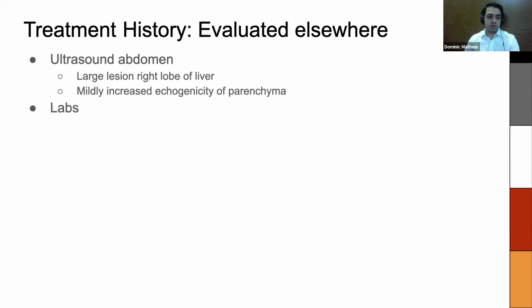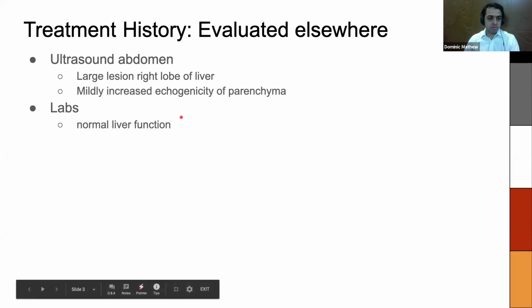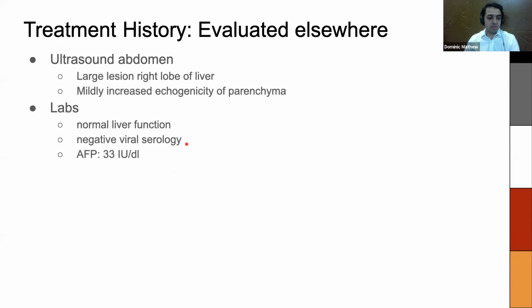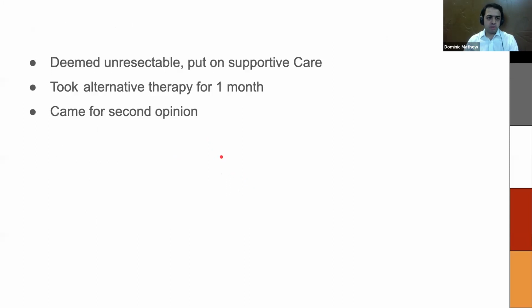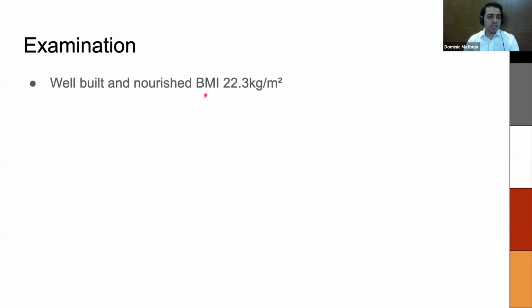echogenicity of the parenchyma. The labs showed a normal liver function test, negative viral serology, and a mildly elevated AFP of 33. CECT abdomen was done, which showed a large lesion in the right lobe of the liver with an enhancement in the early arterial phases and washout in the later phases. A biopsy was also done, which was inconclusive. The patient was deemed unresectable and he was put on supportive care. He took alternative therapy for 1 month, but because he had persistence of symptoms, he came to us for a second opinion. On examination, the patient was well built and nourished with a BMI of 22.3.